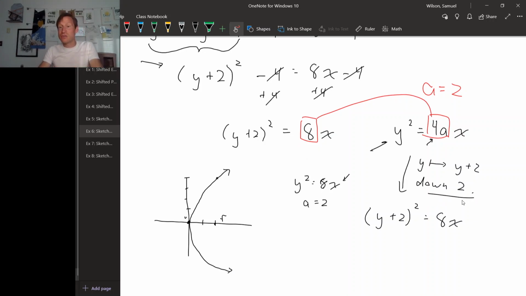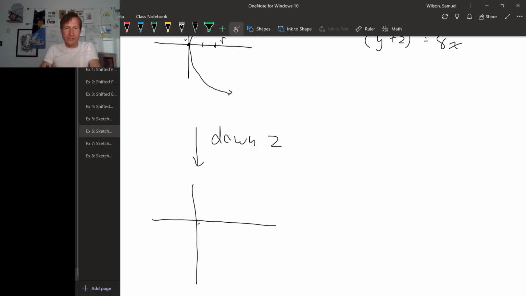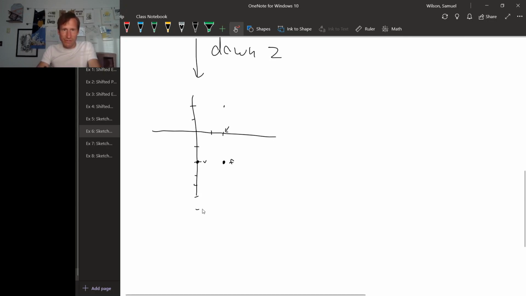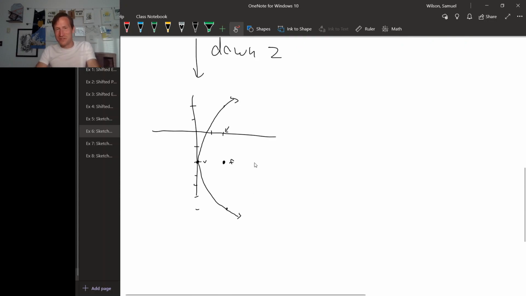Remember, we need to shift down 2. So let's shift down 2. Our vertex was at the origin, so now we go down 2. And our focus also moves down 2, so our focus was there at (2, 0), so now it shifts down. So there's our focus, here's the vertex, and our focal radius is still 4, so like that, and 1, 2, 3, 4, about like this. All right, so here's our parabola. Notice it looks just like the unshifted parabola up here, except, of course, it's been shifted.